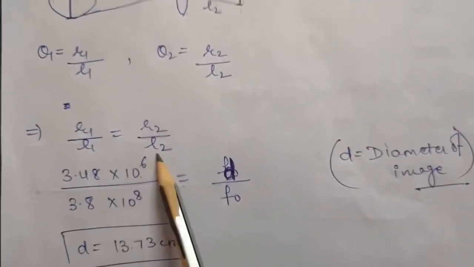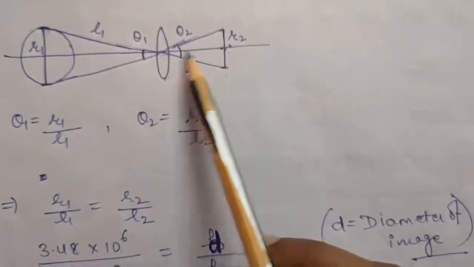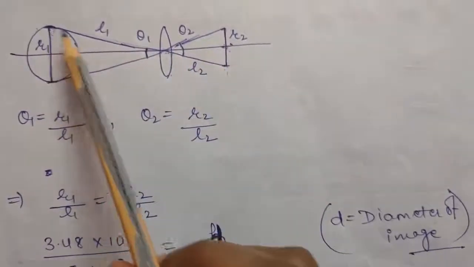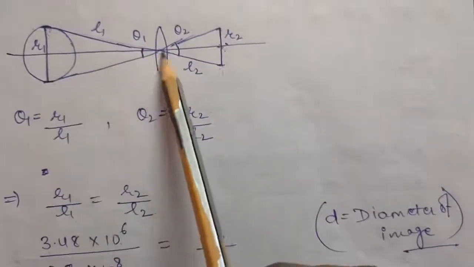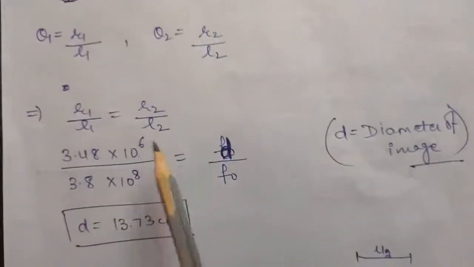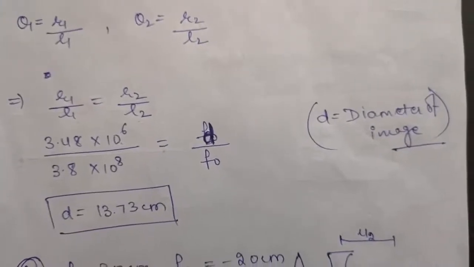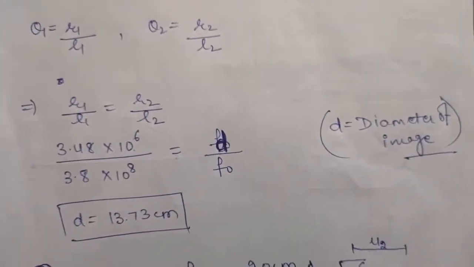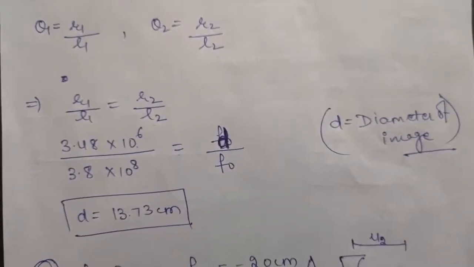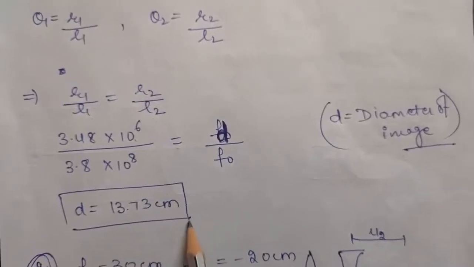And L2, see, because the angle is very small, so this length will be nearly equal to this length, and this is nothing but f naught, because when the rays are coming from infinity, the image will be formed at focus of the objective lens. So L2 will be nearly equal to f naught. So now you know f naught also, it is given in the question. From here calculate D, that is your diameter of the image of the moon which is formed, that will come to be 13.73 centimeters.